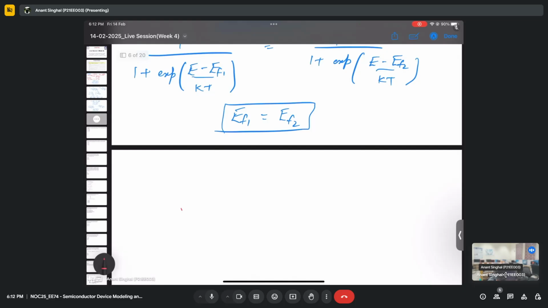So let me give a very basic idea. Can anyone tell what is work function? There are two terms. One is work function and one is electron affinity. Work function looks something like phi. It is the energy required for an electron to move. From where to where? Valence band to conduction band.